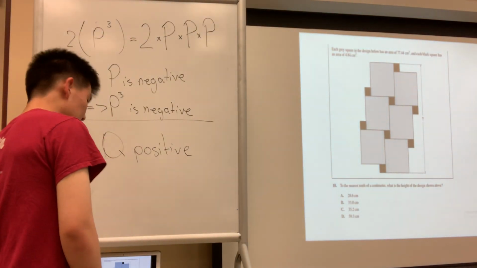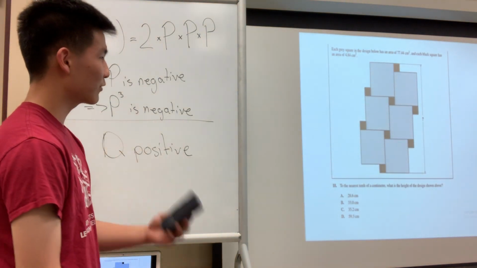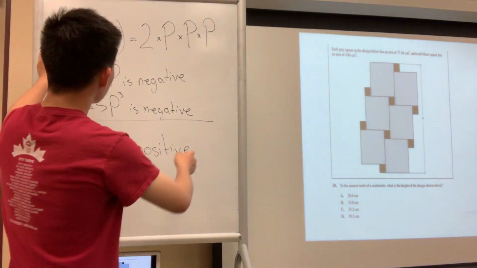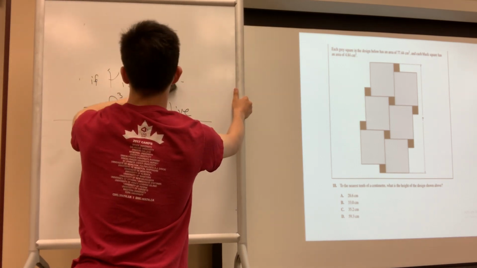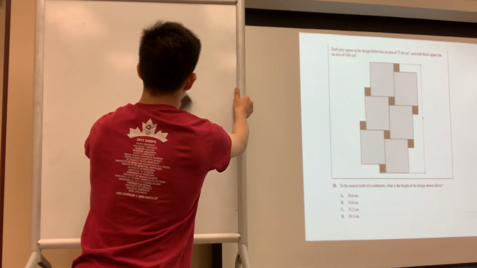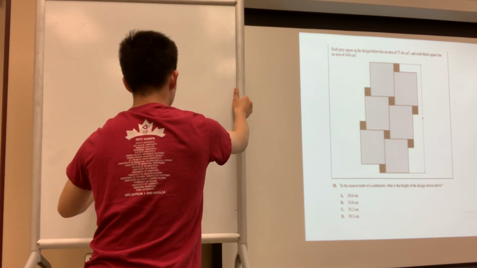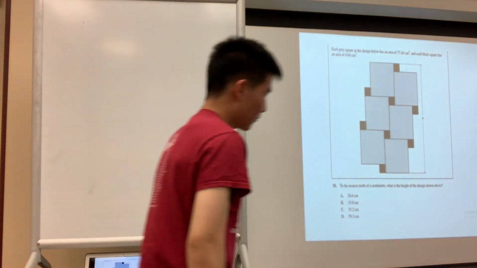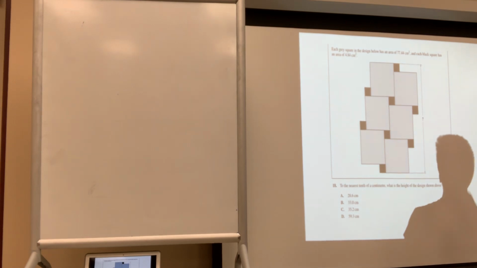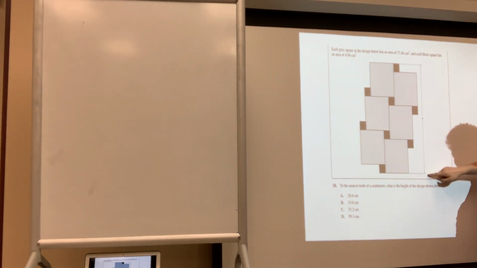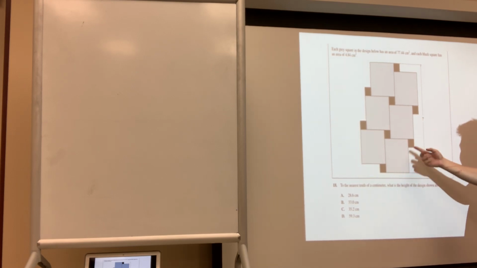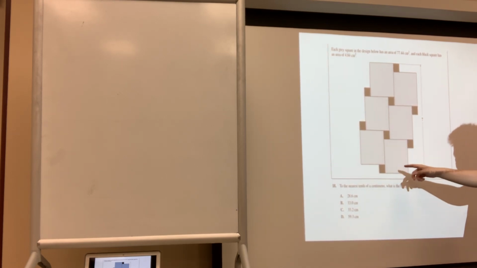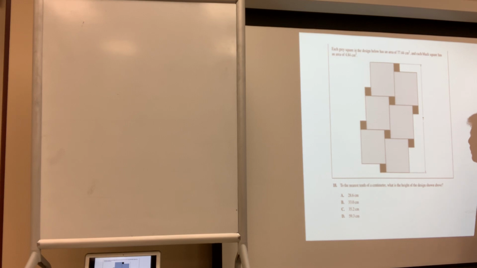Okay. Next question. This one's a kind of nice question. It's not too difficult if you look at it in a nicer way. So what the question is asking is, you want to find the question mark. You want to find the height of this entire shape, and you know the area of the gray squares, and you know the area of the black squares.